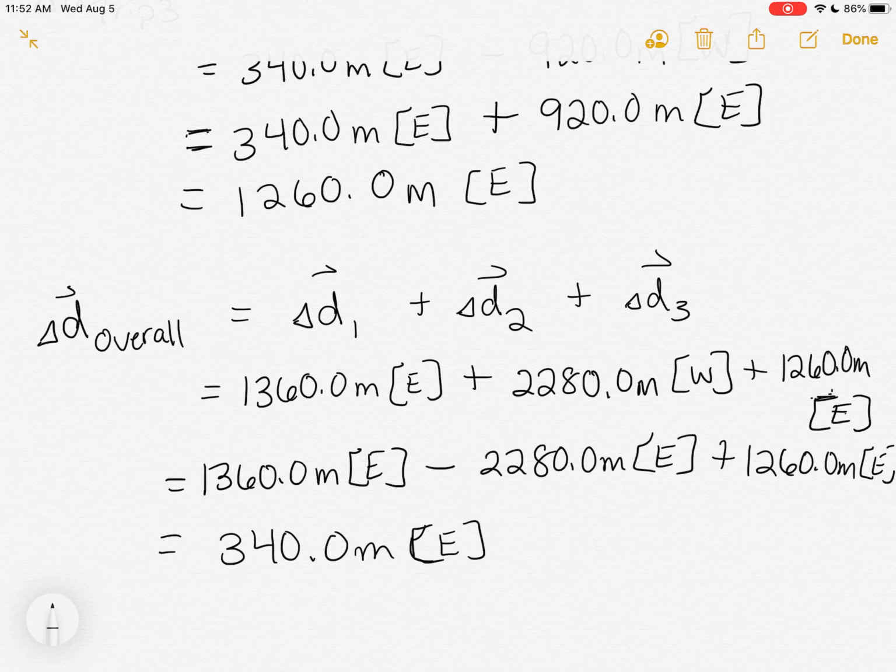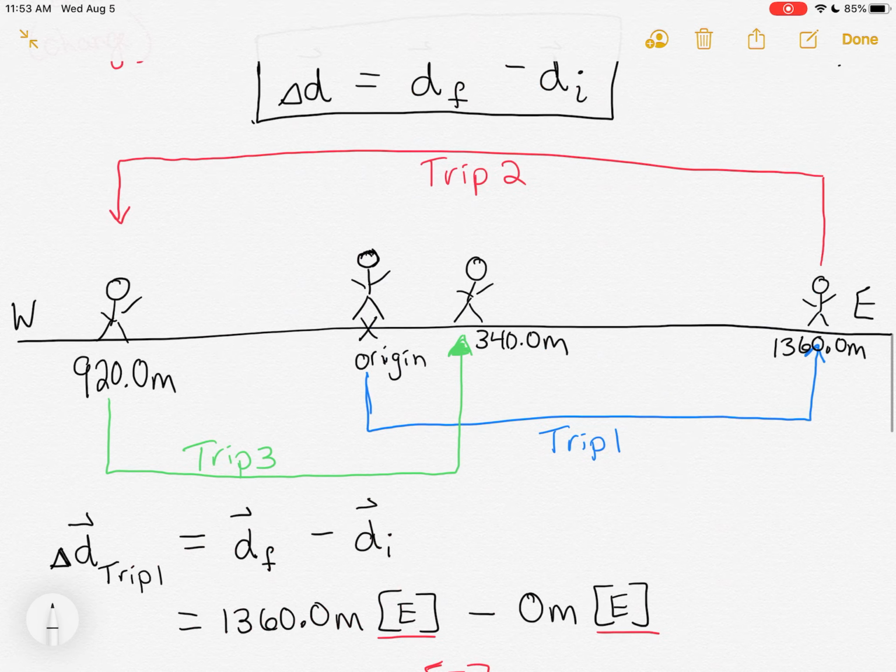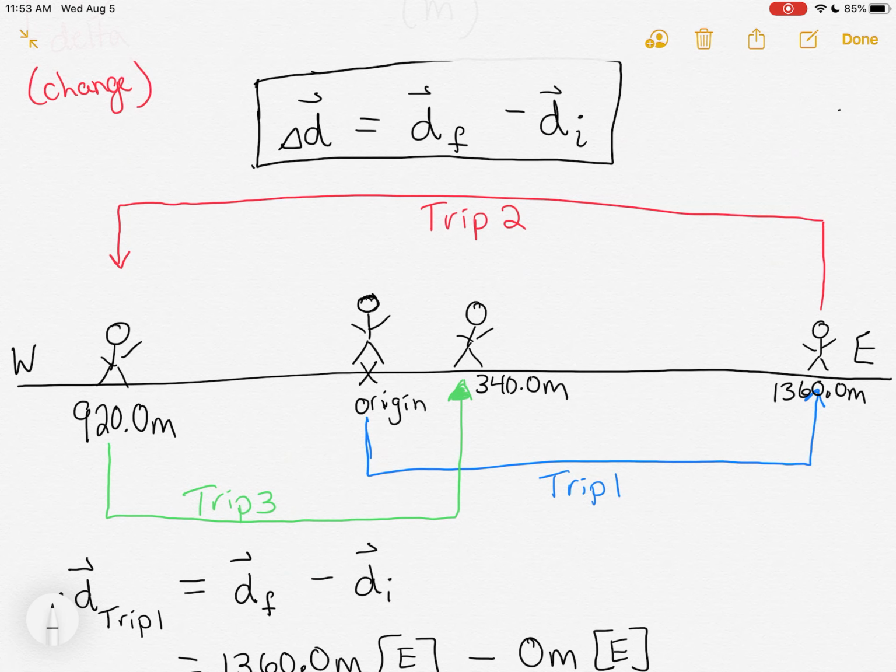All right. Now with displacement, we don't actually care about intermediate steps. If we go back to our picture here, we know that we took trip number 1 and then trip number 2 and then trip number 3, and we ended up with an overall displacement of just 340 meters to the east, which we could actually tell from the picture. The reason for that is because displacement will not care about intermediate steps. Displacement is all about where you ended and where you began. It is the difference between where you ended and where you began, and that's it.